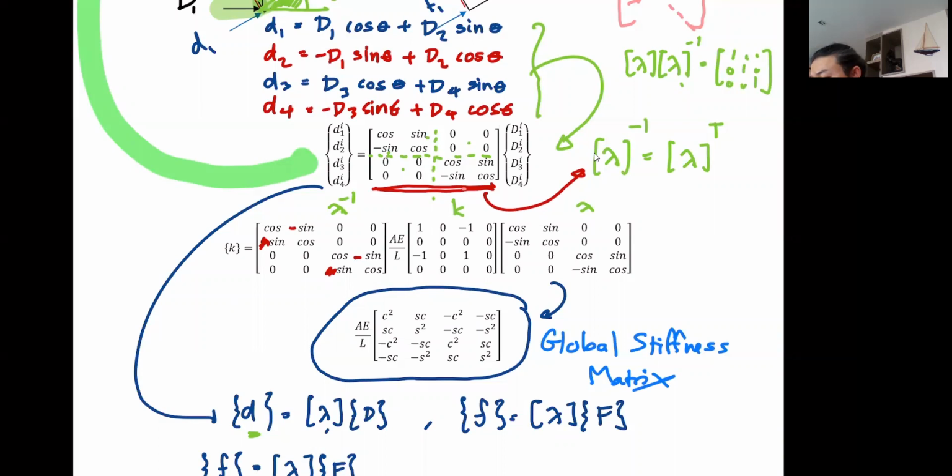So let us go back to where we have here. Now, we have the most important thing, that is the global stiffness matrix, but still this is for just one member. So the next step is we need to find a way to put them together so that the matrix would represent the entire structure.